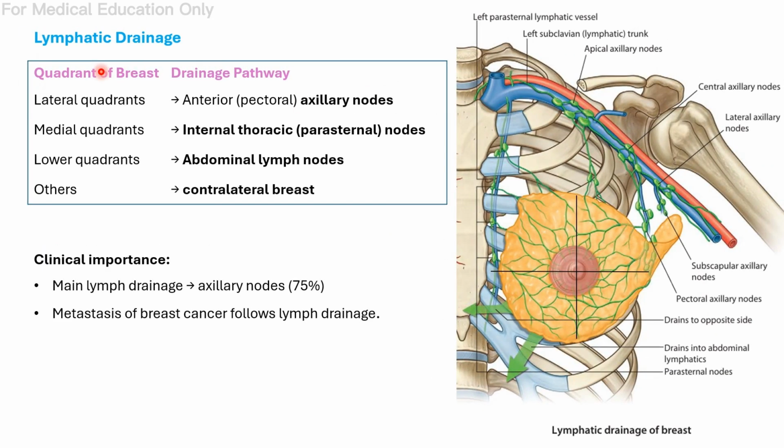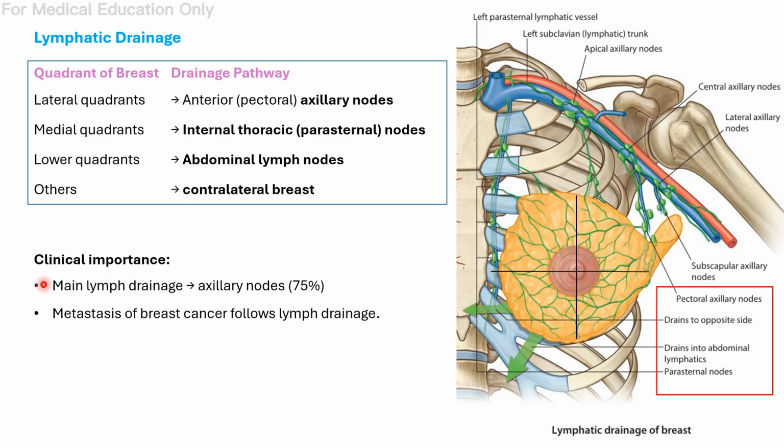Now we learn about lymphatic drainage. The lateral quadrants drain into the anterior or pectoral axillary nodes. You can see this is the lateral quadrant draining into the anterior or pectoral axillary nodes. The medial quadrant drains into the internal thoracic or parasternal nodes. The lower quadrant drains into the abdominal lymph nodes. Some lymphatic drainage goes to the contralateral, or opposite, breast.